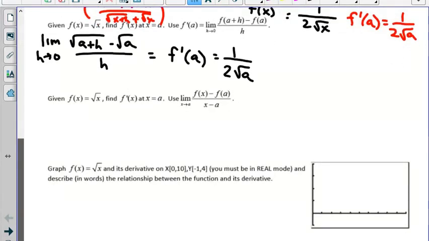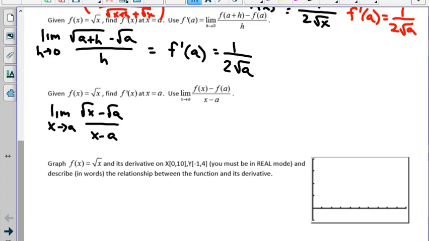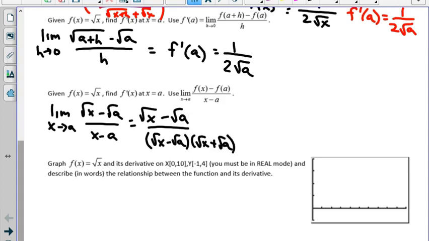Now let's look at the third problem. We're going to use the definition of the derivative at a point with f of x minus f of a over x minus a. So the limit as x approaches a of square root of x minus square root of a over x minus a. What we would do here is we would probably rationalize the numerator, or you can factor the denominator into square root parts. I'll do that this time. So square root of x minus square root of a over square root of x minus square root of a times square root of x plus square root of a. Don't forget that limit sign in there, Jason.